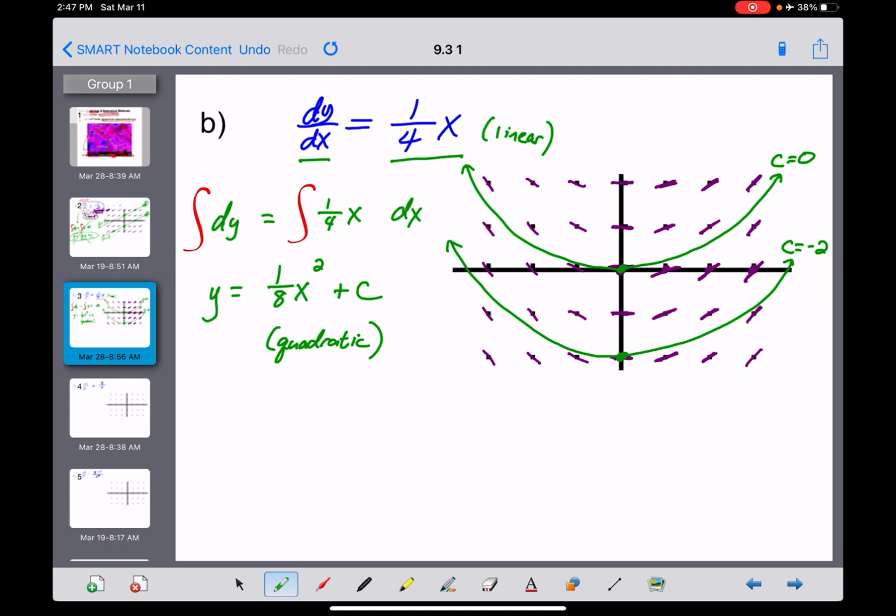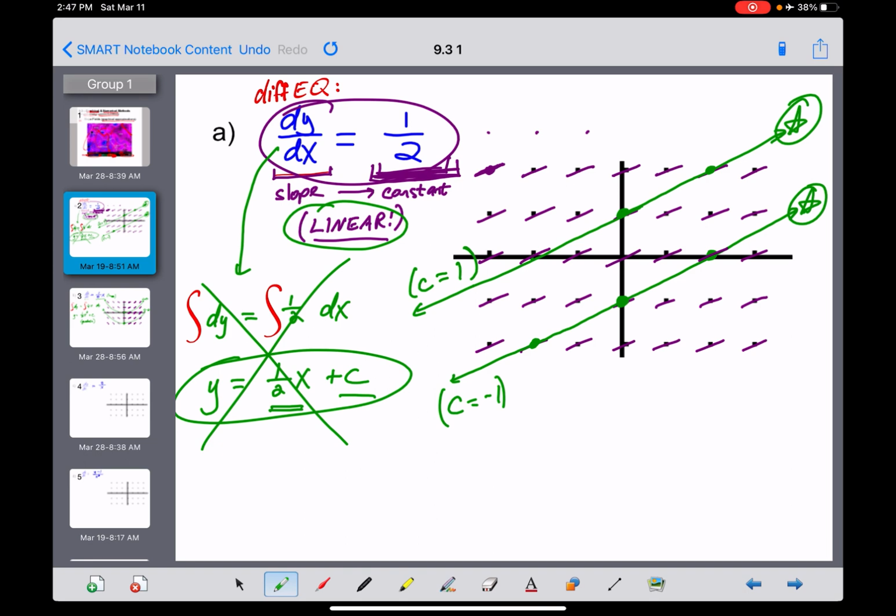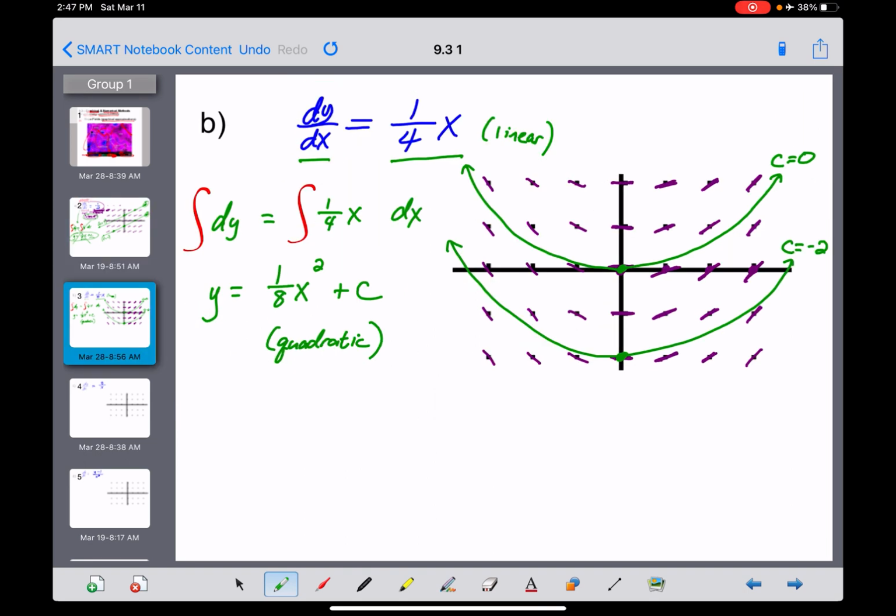Okay, so A and B weren't too bad. A had a constant derivative. B had a derivative that was defined just in terms of x. And that meant that the y-coordinate was irrelevant. So all of these slopes were the same. And all of these slopes were the same. This is a graph we said would be consistent in columns. Maybe you can guess where I'm going next.